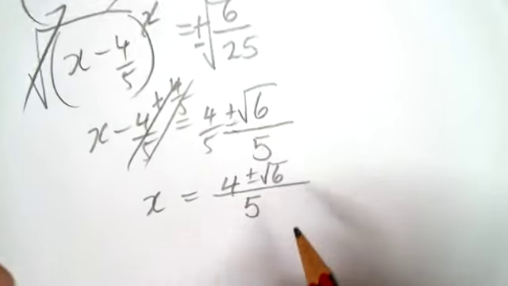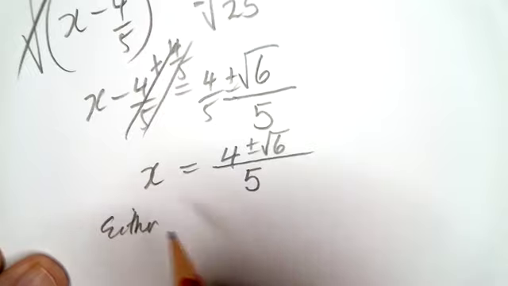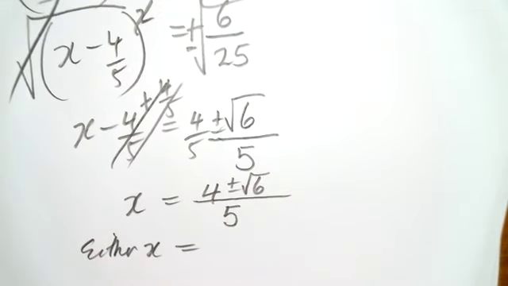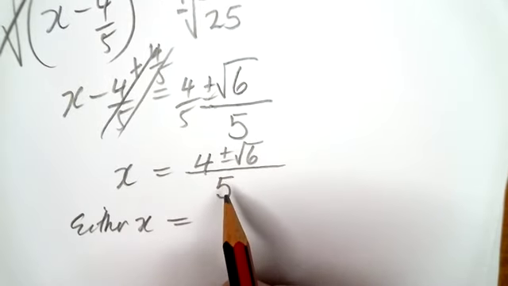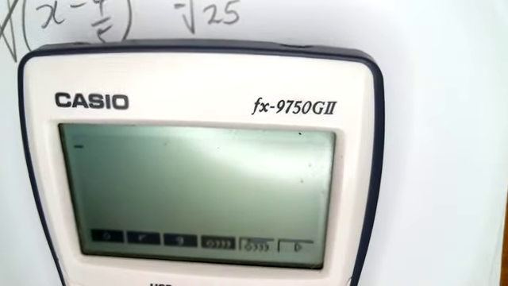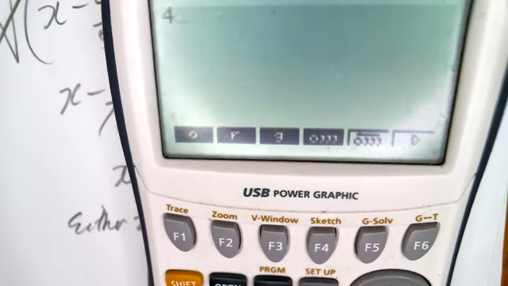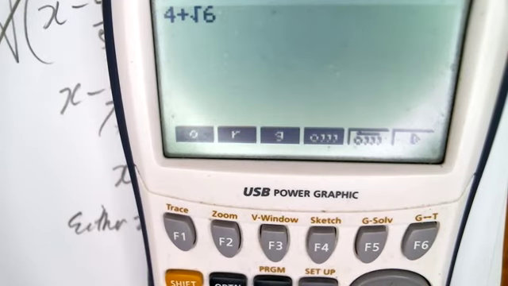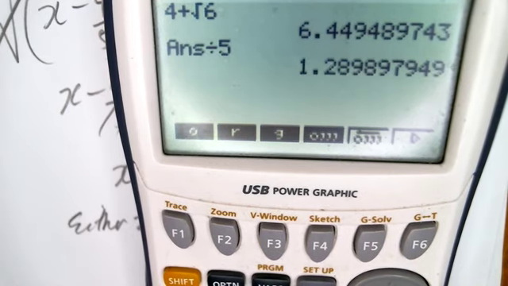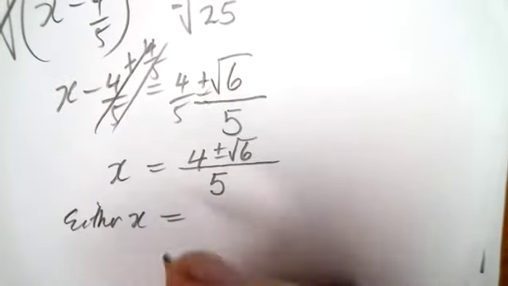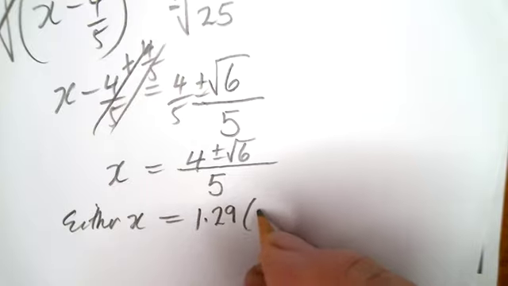So let's work out those. I'm going to say either x is equal to, and I'll do all this in one go on the calculator. I'm going to take 4 plus root 6 and divide by 5. I'll do that first. 4 plus root 6, there it is. And I'm going to divide by 5. And I get 1.29. I'm going to round it so I've got 3 significant figures. 1.29, that works well. I'll put 3SF.